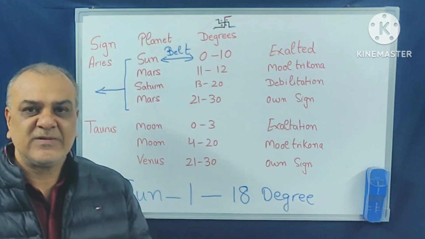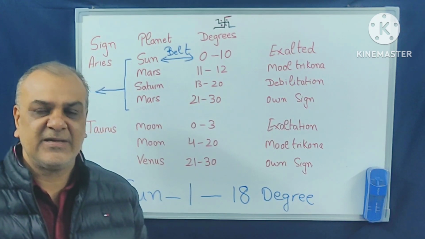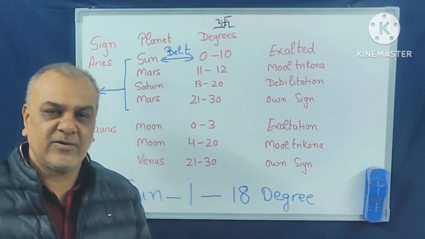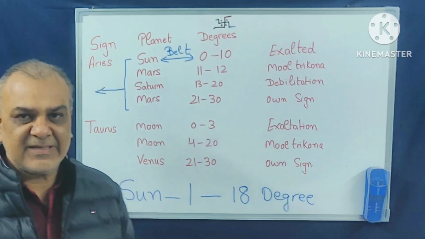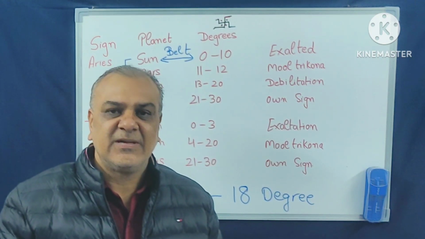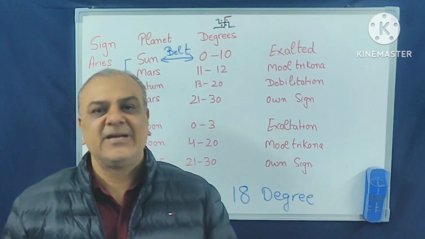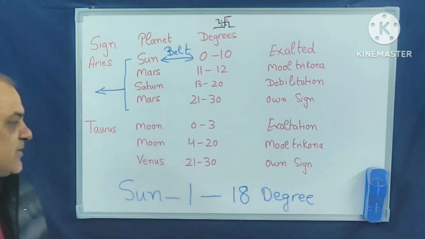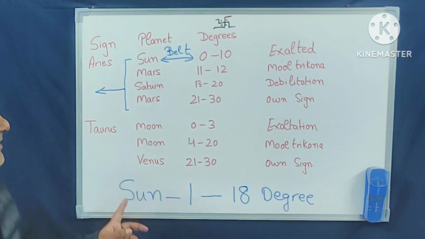So when you will see a chart, you have to predict very carefully seeing a planet. Either the planet is exalted or debilitated, but it will depend on the degrees of that planet, that it is coming under which belt of which planet. That is very important. So now this Sun will give you results like a debilitated Saturn.